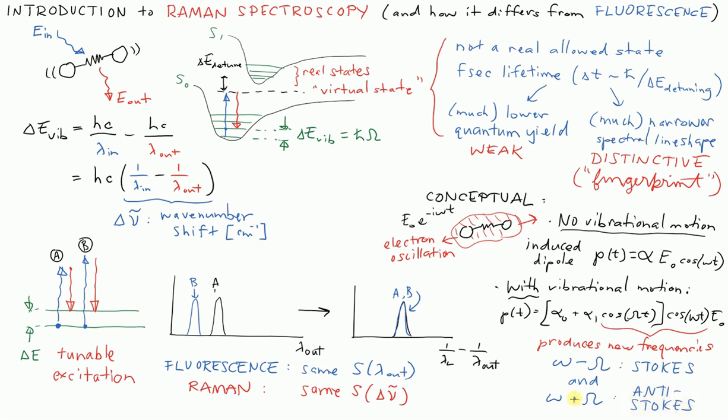But that's the basic conceptual story of why a vibrating molecule, when driven by a single pure frequency of light, will induce radiation in an antenna-like way, where the antenna is radiating not simply at the frequency of the laser, but at new frequencies. That is the conceptual idea of the Raman scattering effect.